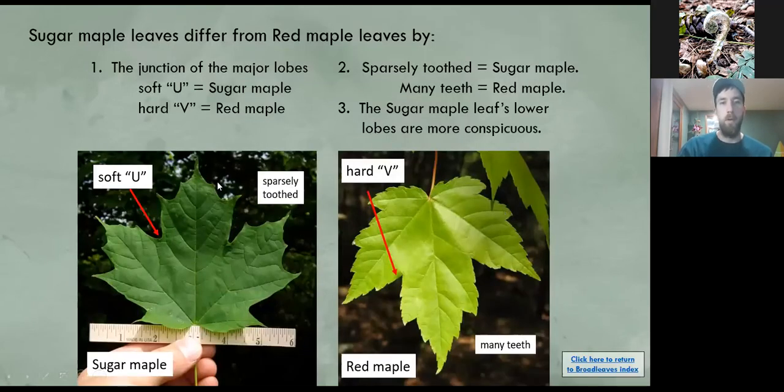So here, if you look at the space in between the actual leaf material, each section here is called a lobe. So that space in between is called a sinus. So your sugar maple foliage typically has a much less dramatic sinus, more U-shaped, whereas your red maple is a much harder V.